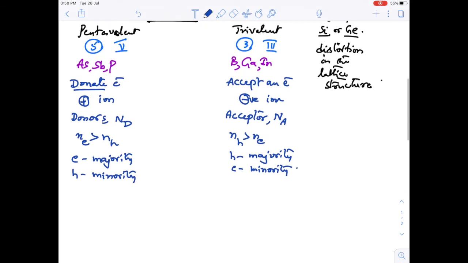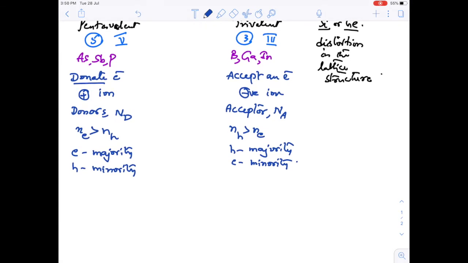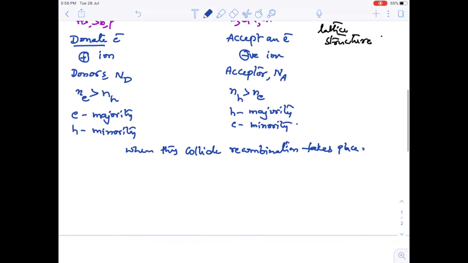Now, in an intrinsic semiconductor, the electron-hole pairs generated thermally will have certain recombinations when they collide with each other. So, when they collide, recombination takes place. Now, what is the effect of this recombination? We will see a little later.